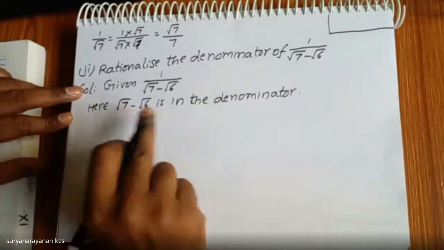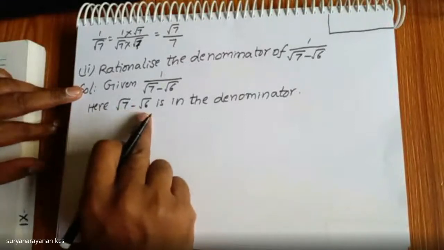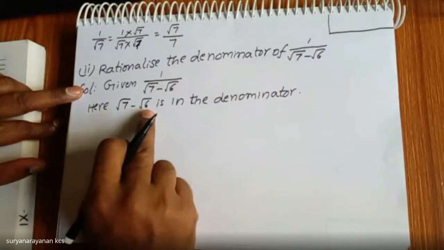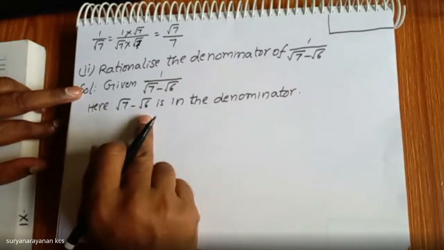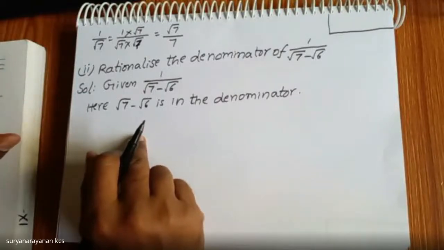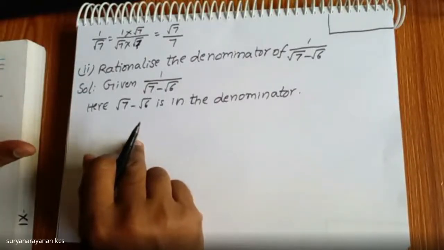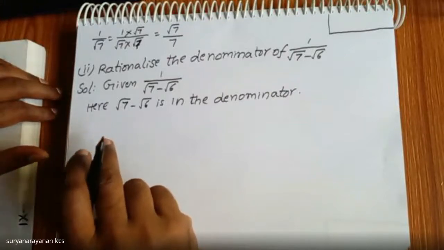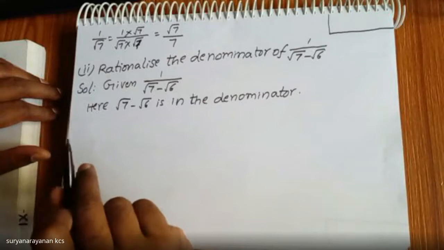Then what is the rationalizing factor of root 7 minus root 6? Rahul, listen carefully. Otherwise, leave the meeting. If you are not paying attention here, please leave the meeting immediately. No need to attend the class. If you are not paying attention, what is the use?